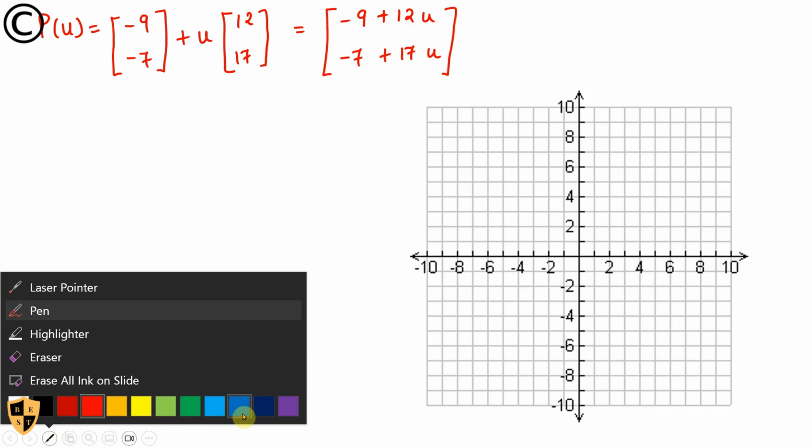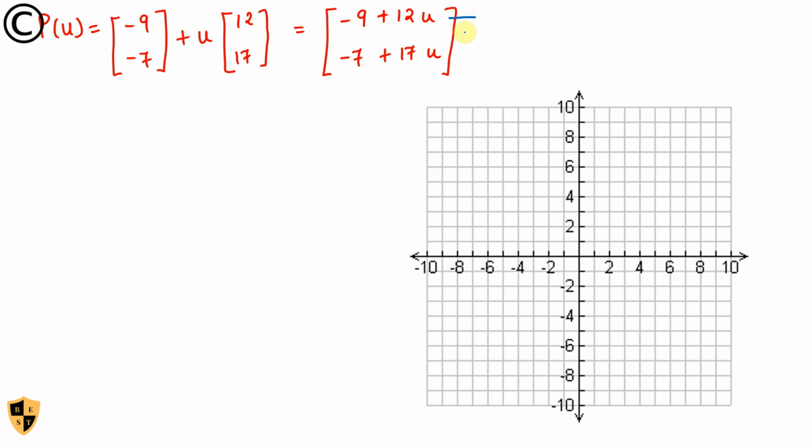And for your information, this is nothing but the x coordinate of that point, and this is the y coordinate of any point on the line. So now let's use this parametric equation to get all the points. What I will do is create a table for this.